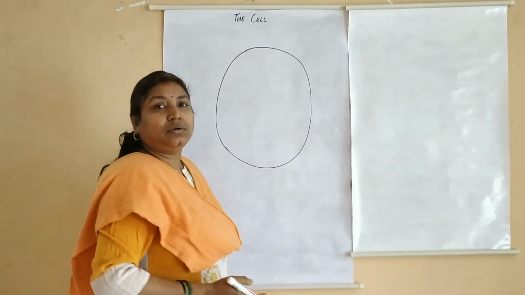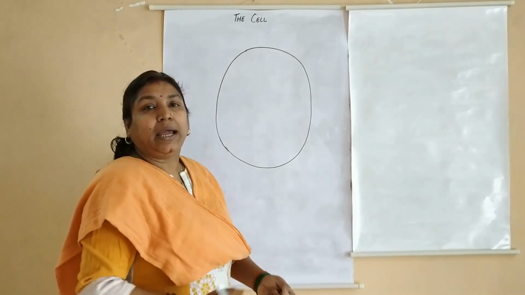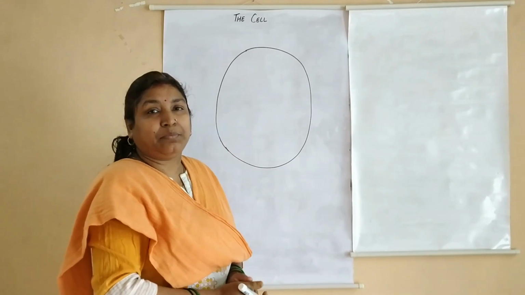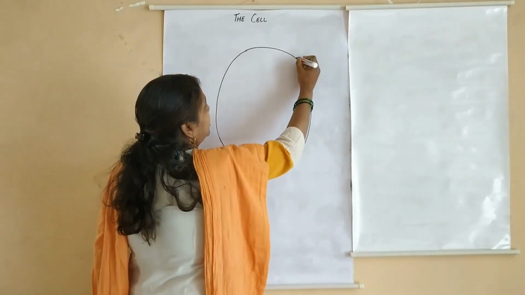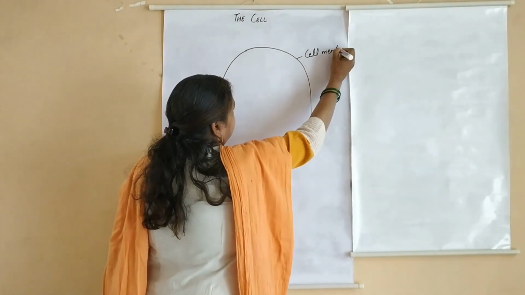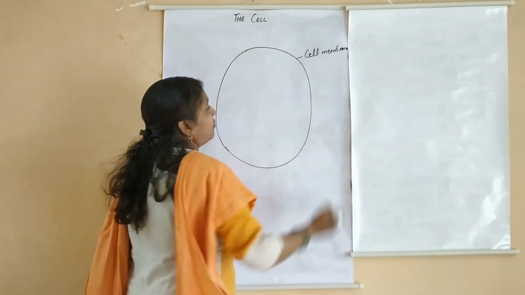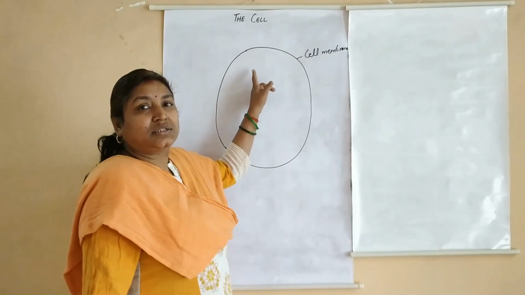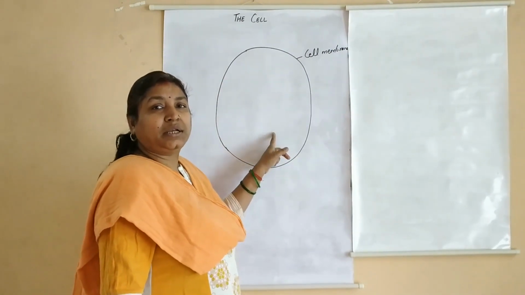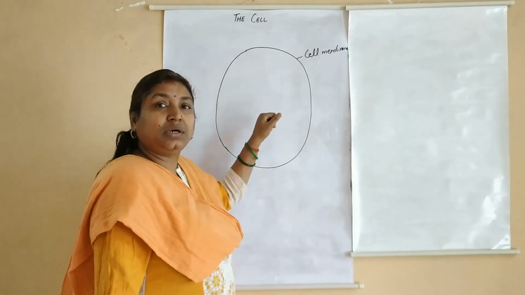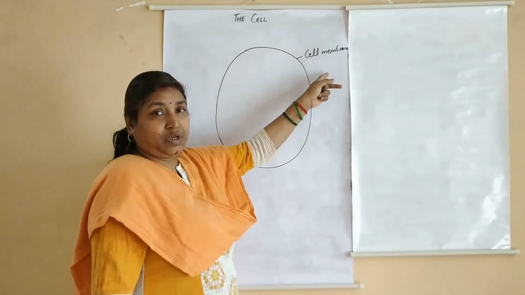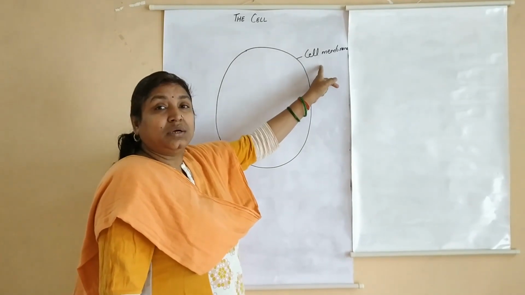As discussed earlier, we have seen the cell is an enclosed structure bound by cell membrane. The outermost structure of the cell is your cell membrane. In animal cell, the cell membrane is the outermost membrane, whereas in plant cell we have an additional cell wall present outside the cell membrane. Cell membrane is also known as plasma membrane.